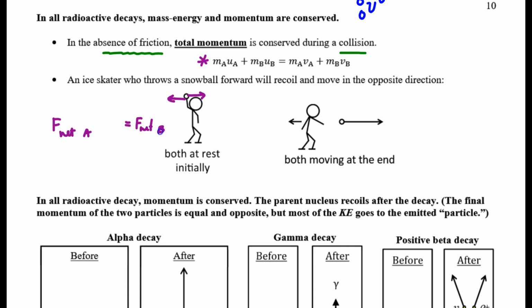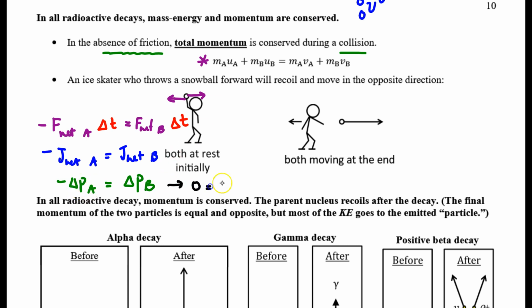just opposite in direction. We could multiply both sides by the time that they interact. F net times delta t is the net impulse. And net impulse, we know, is equal to change in momentum. So they have the exact same change in momentum, they're just opposite in direction. And if you add delta P A to both sides, we get 0 equals delta P total, A plus B. So there is no change in momentum from initial to final.